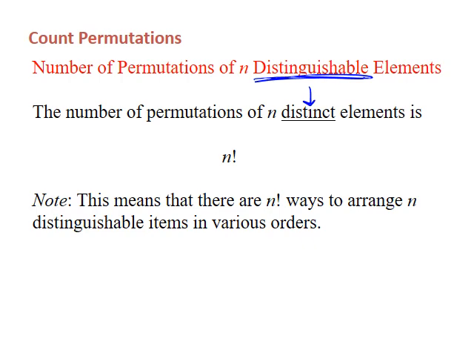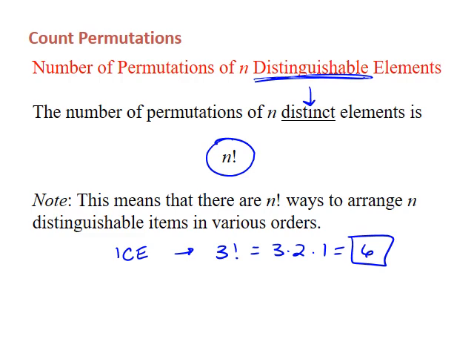So what I can do is, instead of writing all of the possibilities, I can use a factorial. In our previous example, ice, there are three elements, I, C, and E. So 3 factorial is 3 times 2 times 1, which is 6. We found that the previous example did have a result of 6, and this is a simpler way of finding it. The thing you have to be careful of, though, is that the elements are distinguishable. They are different.